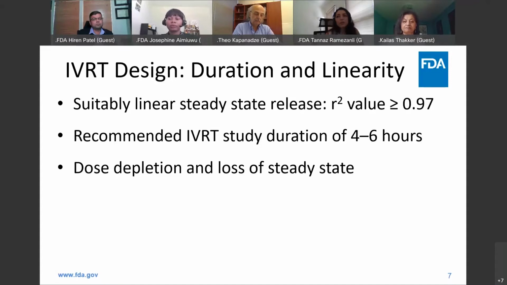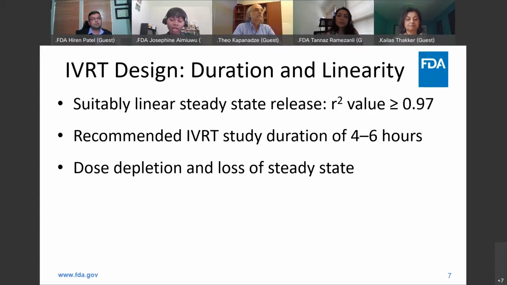I think Sam also mentioned that if you are observing dose depletion of, let's say, 40%, it doesn't mean that you should shorten the duration of the IVRT just because your last time point release amount passed or exceeded the 30%. I think, can I say something there?